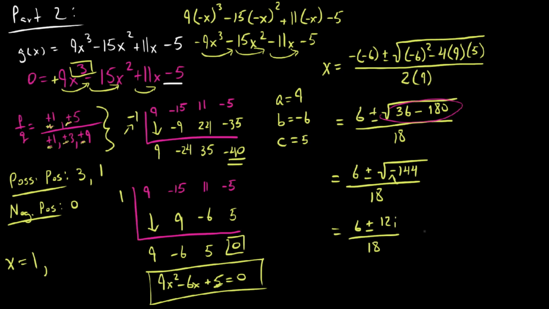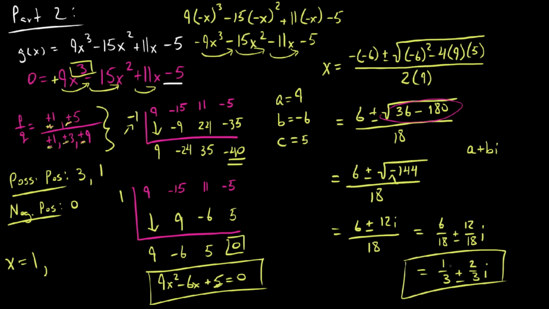We're typically interested in writing our complex numbers in standard form, that is a plus bi form. So I'm going to rewrite this again. We say 6/18 plus or minus 12/18 i. Of course, those can both be reduced. So we say 1/3 plus or minus 2/3 i. And there are the other 2 roots. So hopefully that helps.